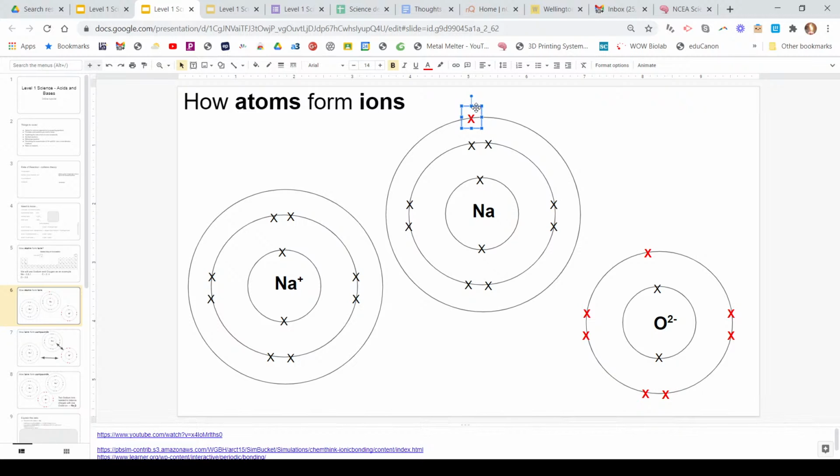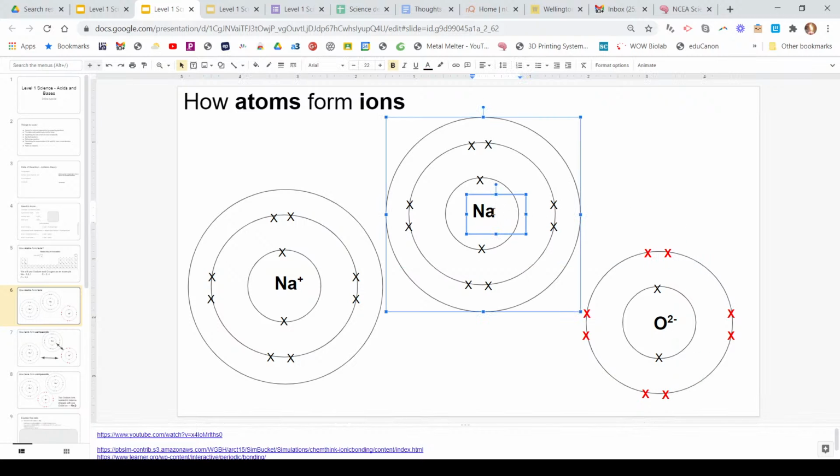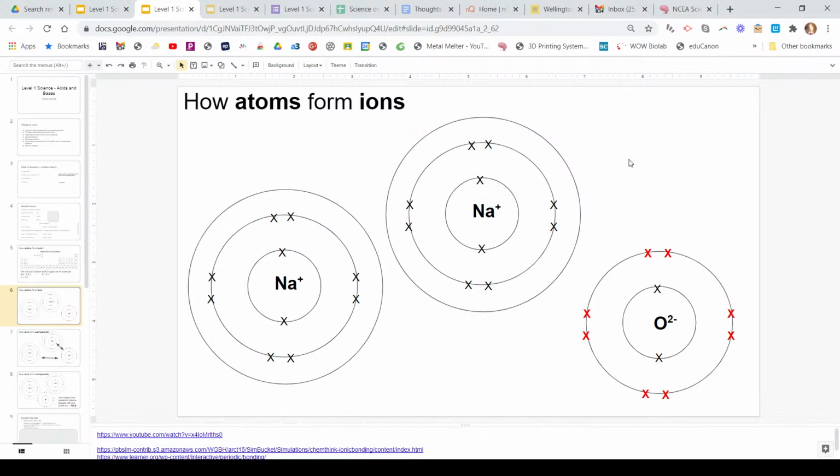Then it's going to lose that outermost electron, and that is where the second electron comes from for the oxygen ion. And so in doing that, we've now got 2 positively charged sodium ions, and we've got 1 negatively charged oxide ion, I should say.